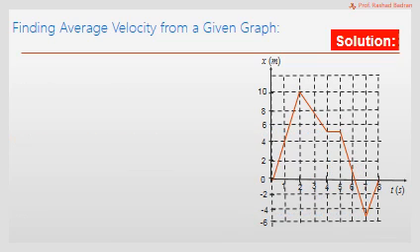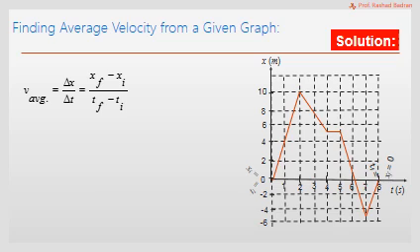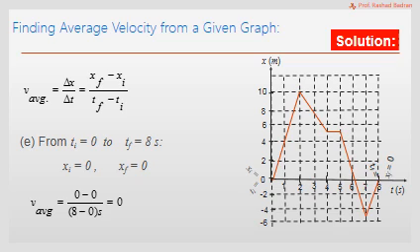And finally, to find the average velocity between time t equals 0 to time 8 seconds. Now, the initial and final position are obviously having the same value, 0. So the result is obviously going to be 0 for this part of the problem.